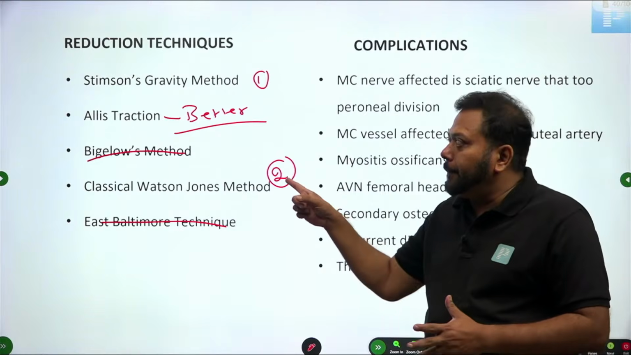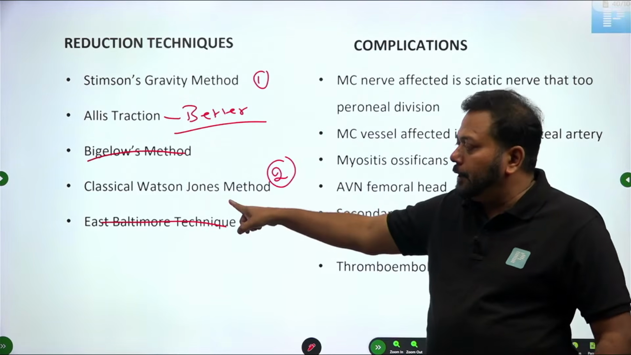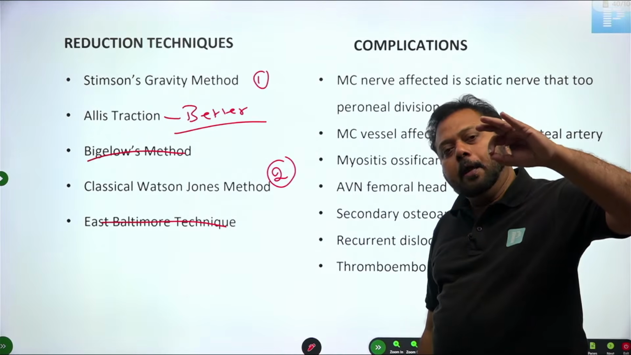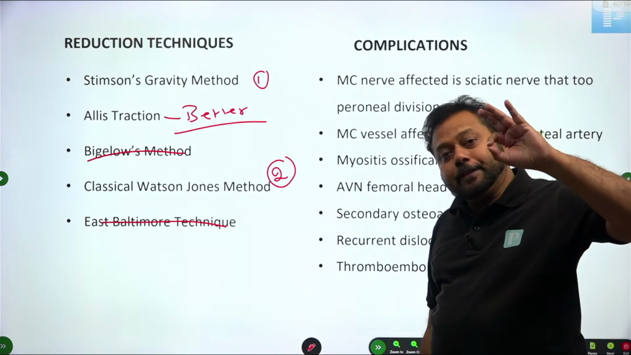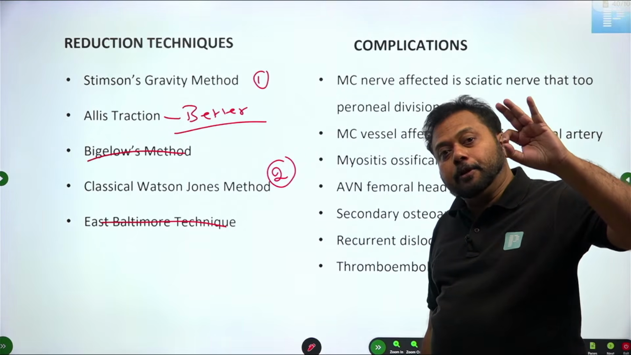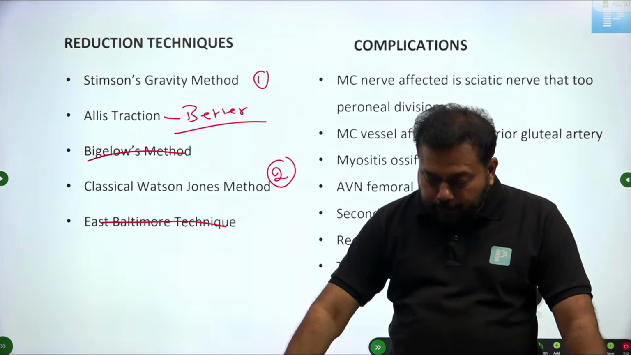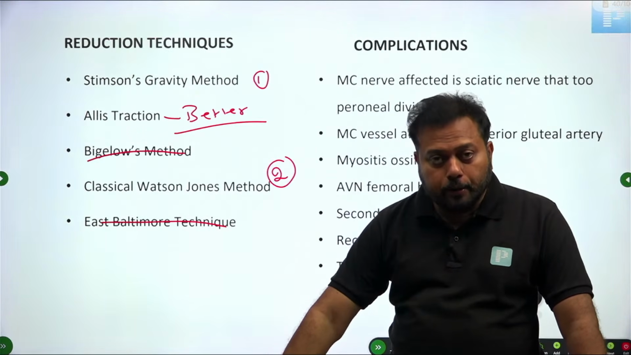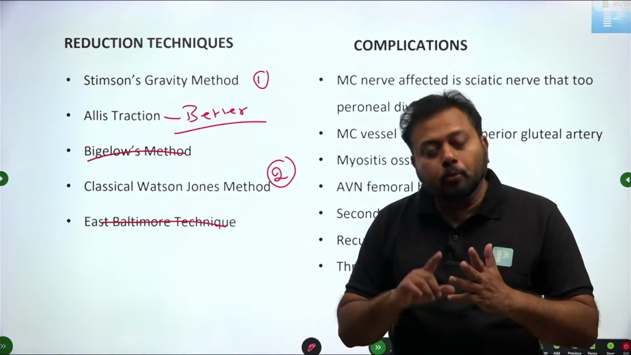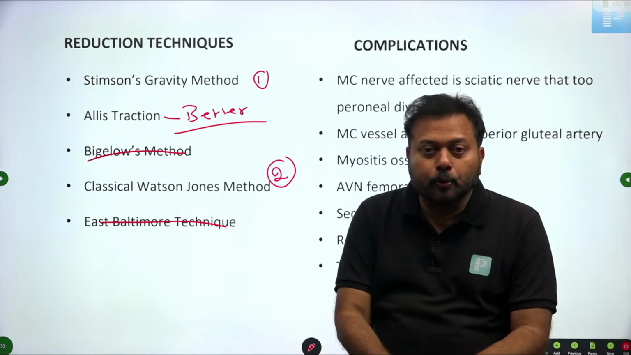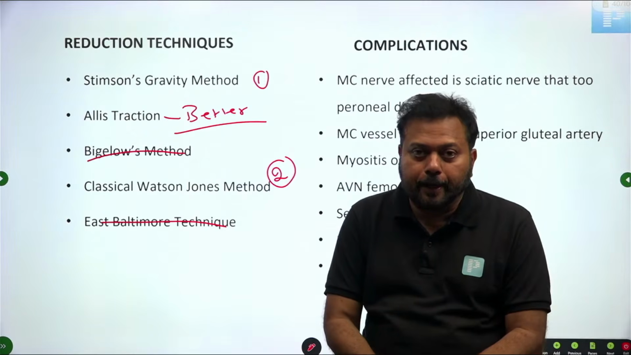Okay, put the patient. So, how to do this classical Watson-Jones method, which was the first scientific successful method for posterior dislocation hip? How to do that? Put the patient in supine position, give muscle relaxant, anesthesia, everything, flex the hip to 90 degree, flex the knee joint to 90 degree.